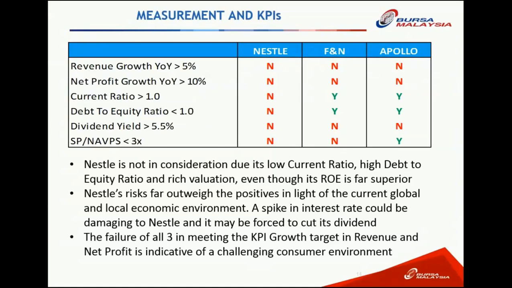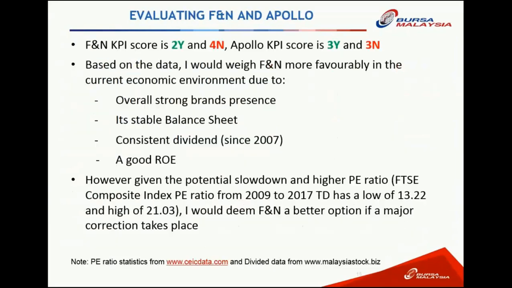Now, the failure of all three in meeting the KPI growth target in revenue and net profit is indicative of a challenging consumer environment. It goes to show that consumers are right now not spending as much. And that's why it's reflected in the revenue and profit areas, where FNN and Apollo went into negative, while Nestle was just marginally able to grow its revenue and net profit.